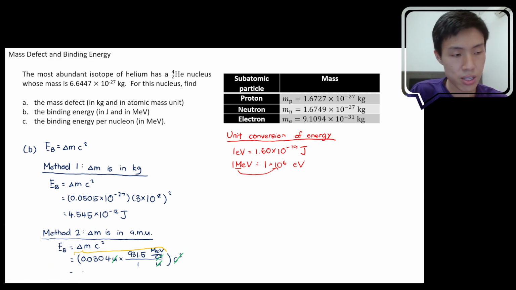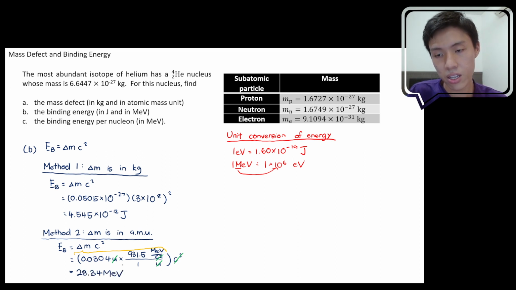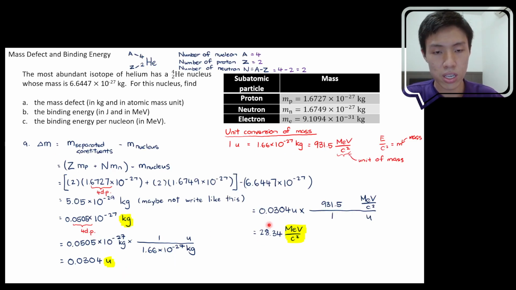If you calculate this, I believe you get the answer of 28.34 MeV. And I hope you notice that this 28.34 MeV that you calculate from this equation is equivalent to the 28.34 MeV/c² mass defect that we calculated for question A. So if you happen to have the mass defect in MeV/c², just multiply it by c², and you're able to get the binding energy in the unit of MeV. Even more straightforward than this.